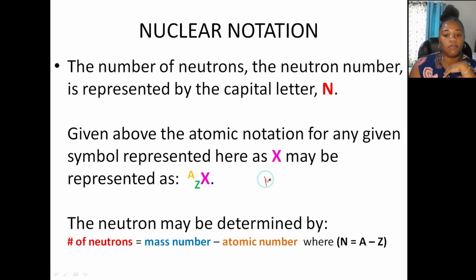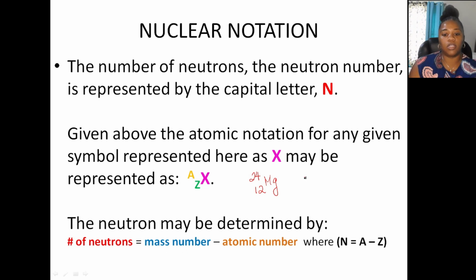So in this case, if we have magnesium, magnesium has a mass number of 24, whereas it has a protonic number or atomic number of 12. And like I told you, the mass number is always larger than the atomic number. So X stands for the symbol. The neutron number may be determined by subtracting the atomic number from the mass number.